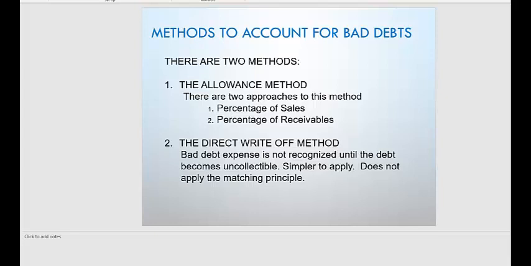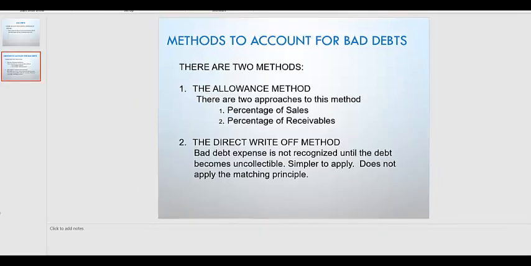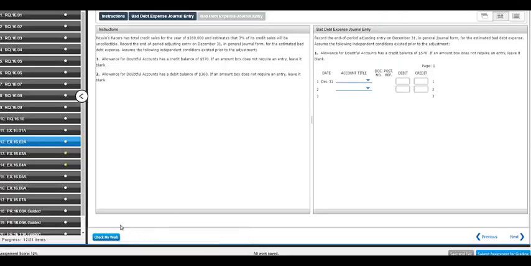The other method used to account for bad debt is the direct write-off method. This method is easier to apply, but it does not follow the matching principle. Under this method, a company simply writes off bad debt when it becomes clear that the customer will not or cannot pay. So let's go over to CNOW and actually apply these methods.